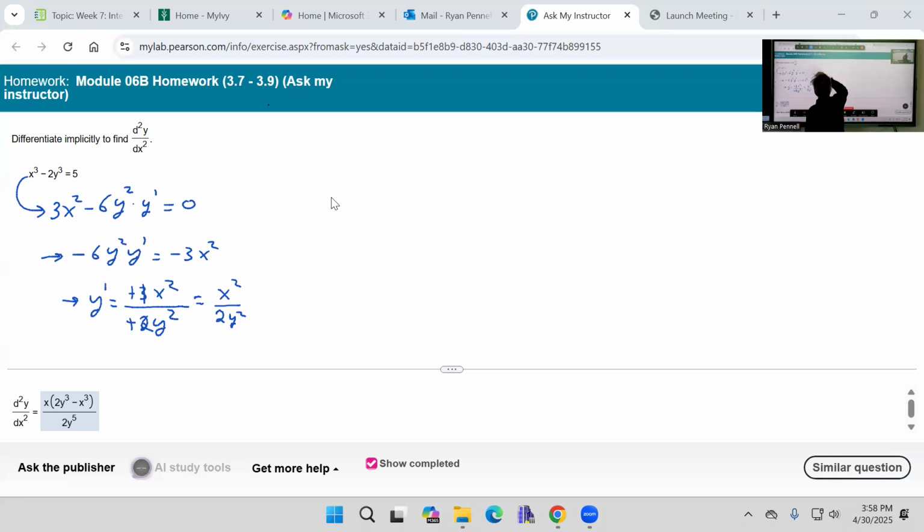And to do that, I think we're going to have to do quotient rule. So the second derivative is going to be 2x times 2y squared minus, take the derivative of y, minus 4y y prime times x squared, over 2y squared squared.